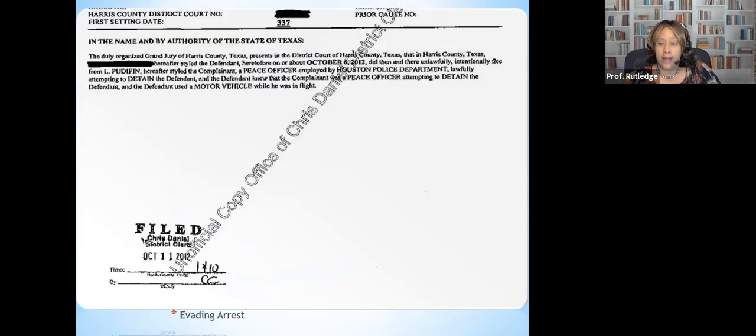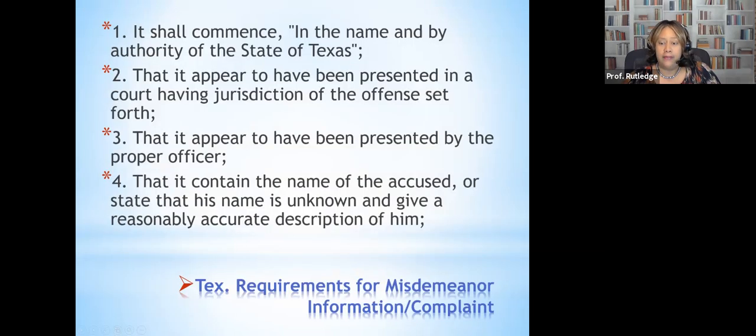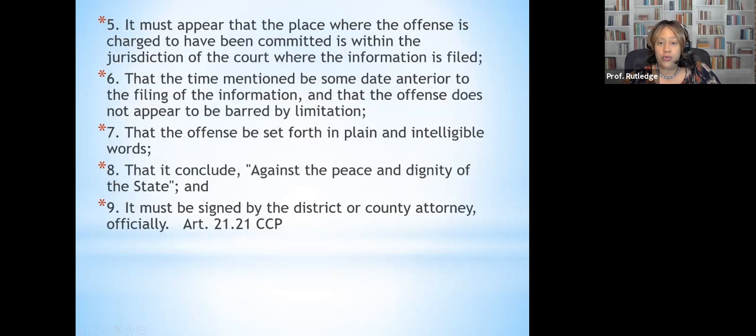And here's another example of that felony indictment. The misdemeanor information is a little different, still in the name and by the authority of the state of Texas. It has to make sure the court has jurisdiction, be presented by the proper officer, contain the name of the accused or a reasonable description, the place where the court has jurisdiction, a time mentioned, not barred by limitations, set forth in plain, intelligible words, conclude against the peace and dignity of the state, and be signed by the district or county attorney.